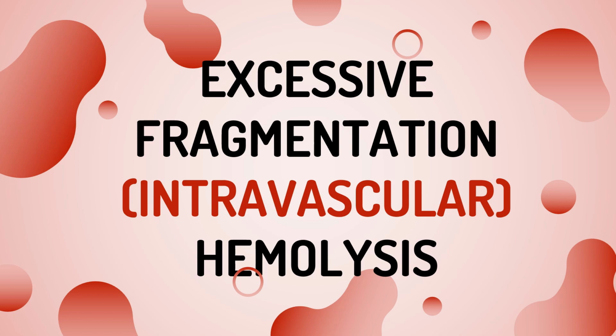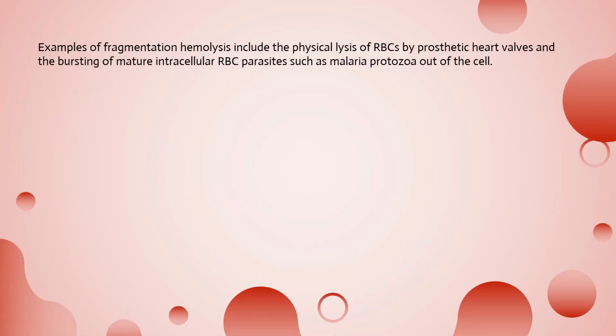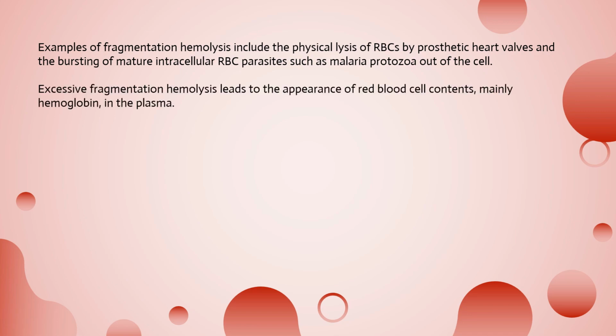Fragmentation hemolysis can be a major feature of pathological processes, although it is a minor component of normal red blood cell destruction. Examples of fragmentation hemolysis include the physical lysis of RBCs by prosthetic heart valves and the bursting of mature intracellular RBC parasites such as malaria protozoa out of the cell. Excessive fragmentation hemolysis leads to the appearance of red blood cell contents, mainly hemoglobin, in the plasma.